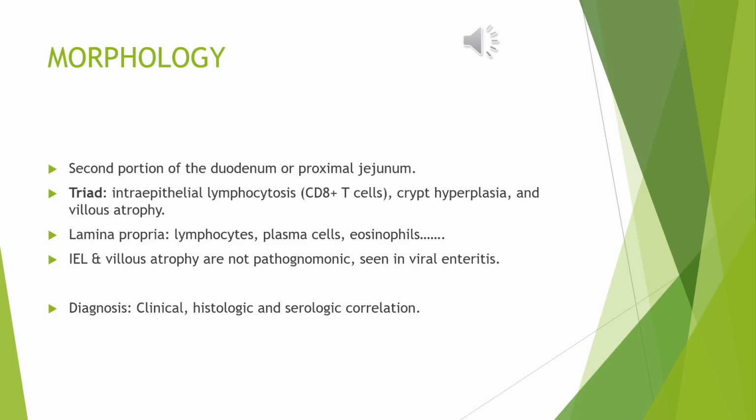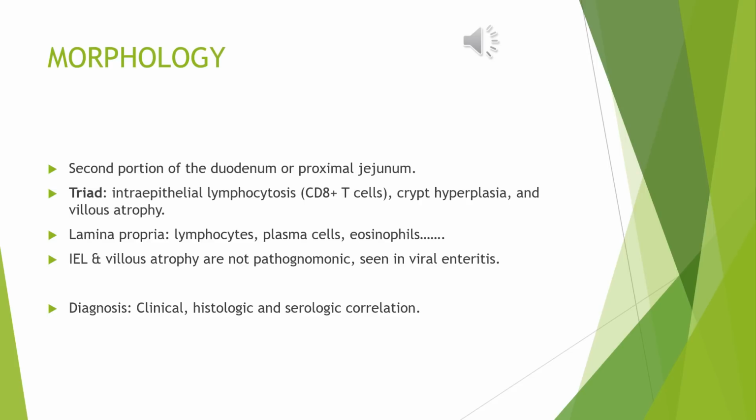We usually try not to take biopsies from the first part of the duodenum, because usually it is exposed to damage exerted by the acidic gastric juices. So to overcome this effect, we recommend that the biopsy be taken from the second part of the duodenum or proximal jejunum.